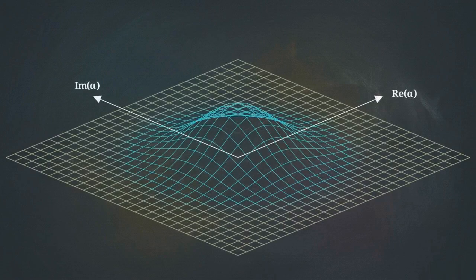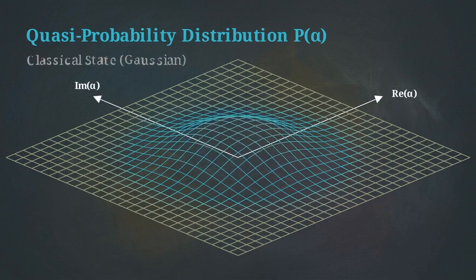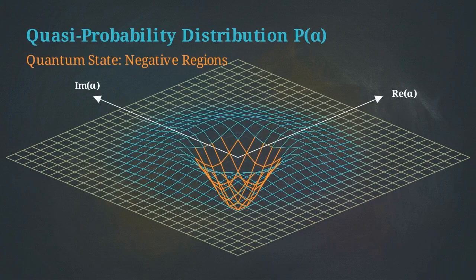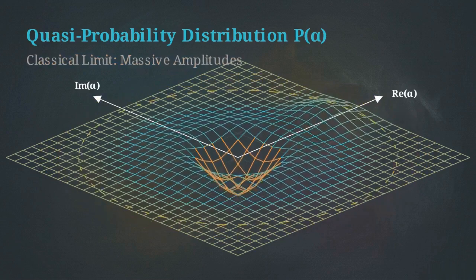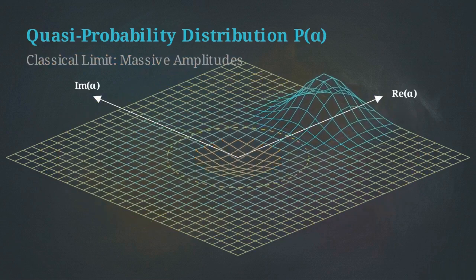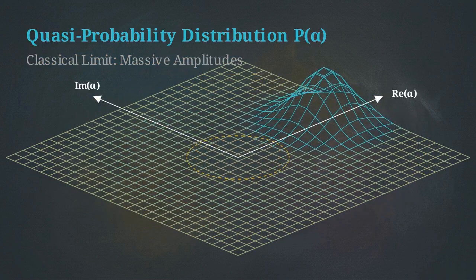It is a pseudo-probability. Depending on the quantum state, P of alpha can become highly singular or take on negative values, something impossible in classical statistics. P of alpha only behaves as a true positive classical probability distribution in the limit of massive amplitudes, where the value of alpha is much greater than 1. The limitations of P of alpha mathematically define the exact boundary where quantum mechanics crosses into classical physics.